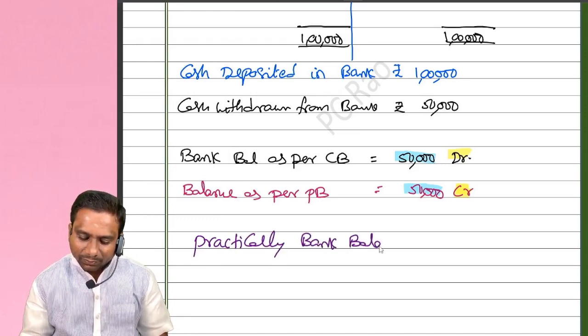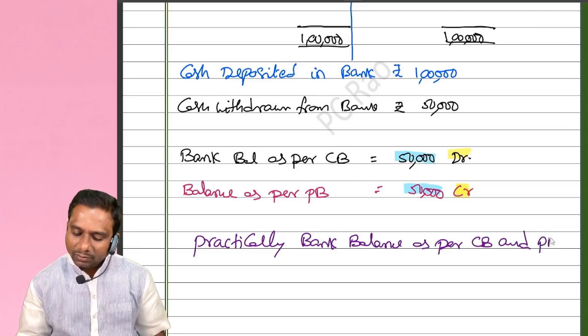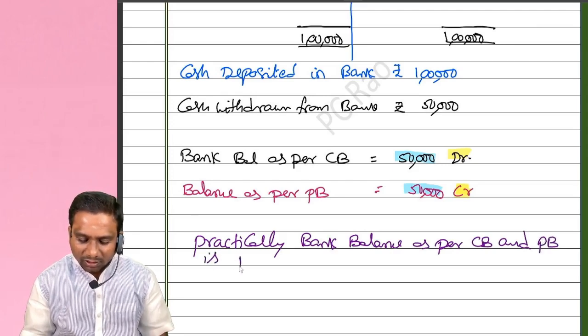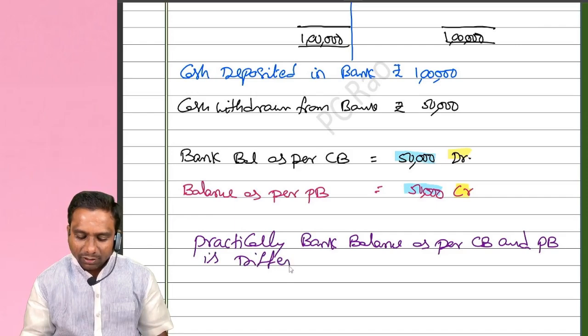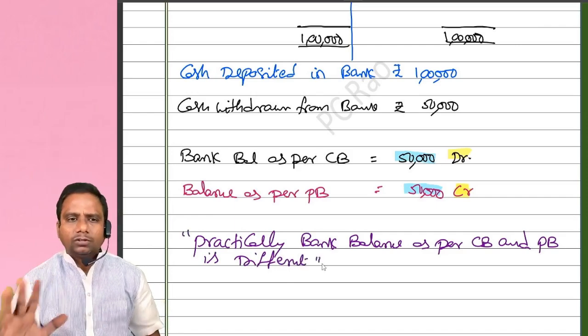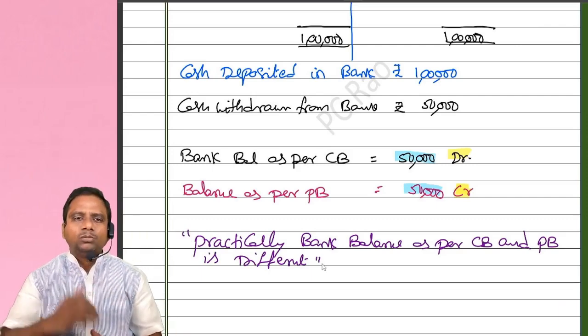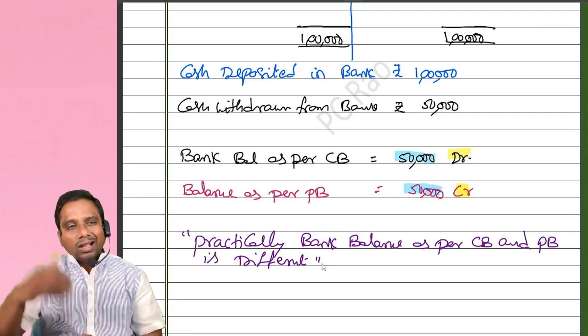Bank balance as per cash book and passbook is different. Practically, you can observe. If you are a businessman, observe your cash book balance, which means bank balance as per cash book, and look at the passbook.